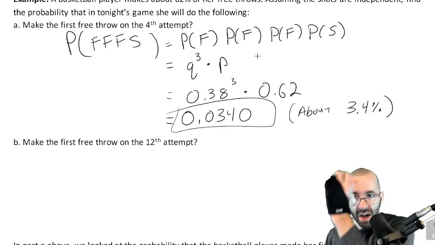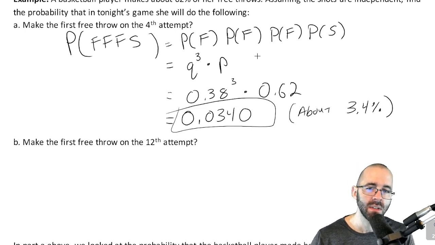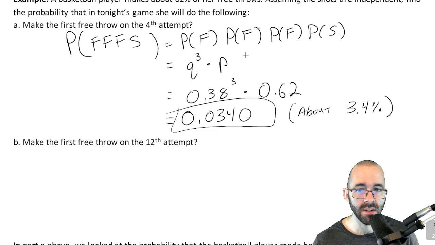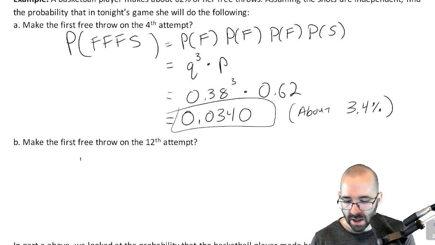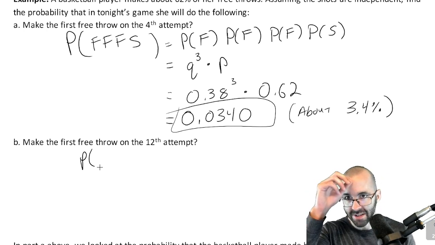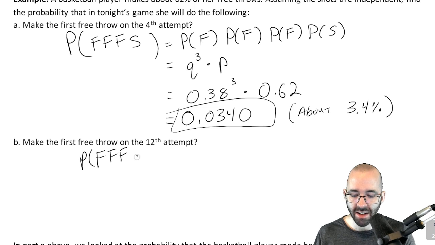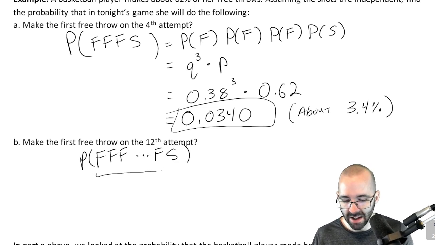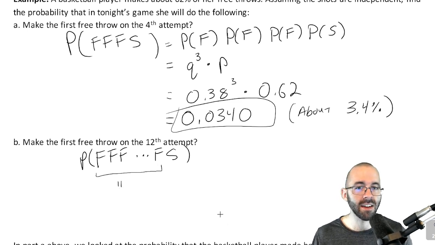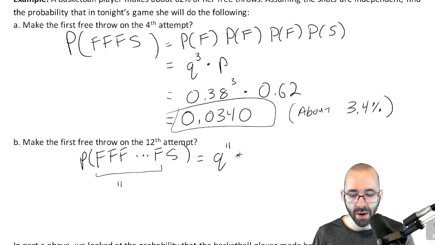Now we could do the same process for letter B. Okay, pause the video, try to do this on your own, and let's see if we get the same answer. Well, the first free throw on the 12th attempt, oh gosh. All right, well, that's going to be very similar. That means we need 11 fails. I'm not actually writing out 11 of these. Say this is 11 fails.